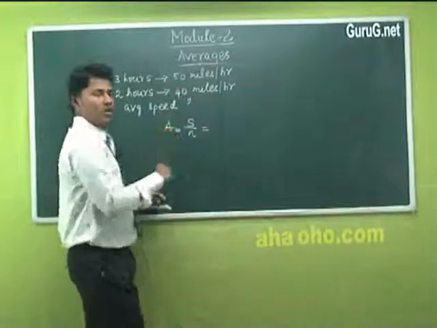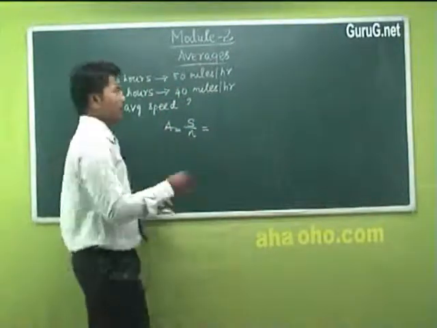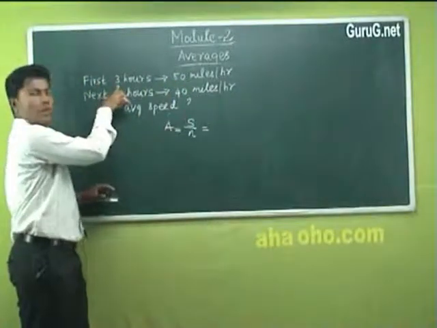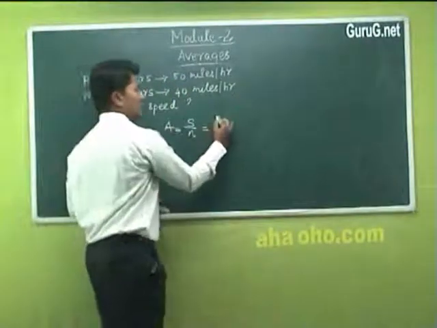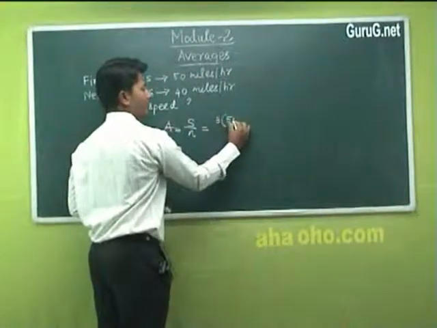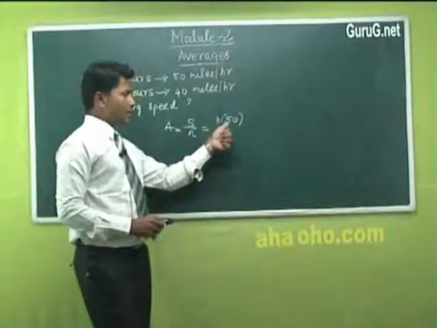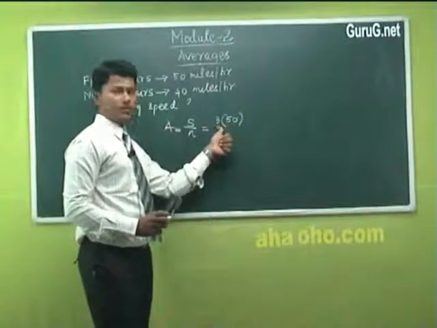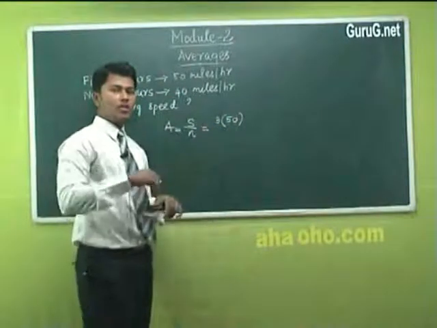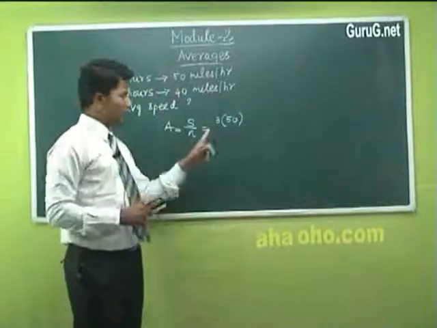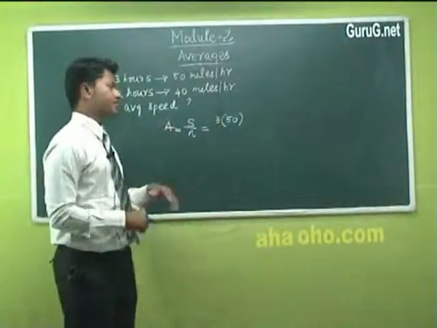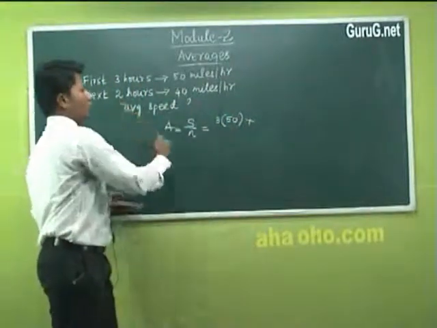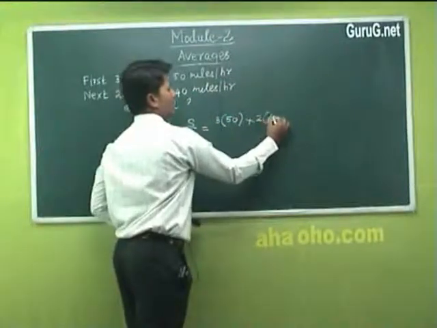Instead of going for 50 plus 40, multiply 50 miles per hour by this weight, 3 hours. That is 3 into 50. Speed for 1 hour, 50 miles per hour, into 3. This will give you the total speed for the 3 hours. This we call as weight. Now you have to add 40 for 2, 2 into 40.